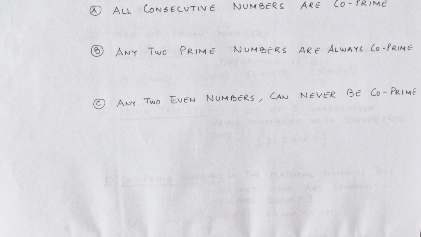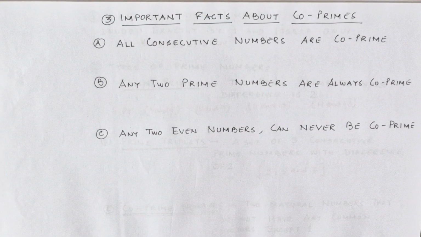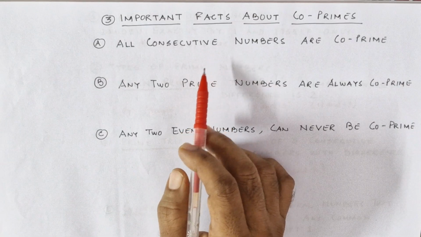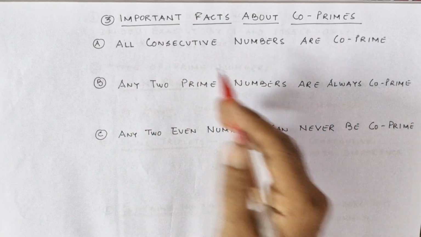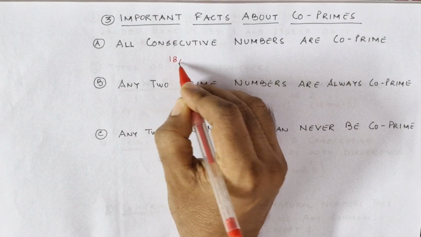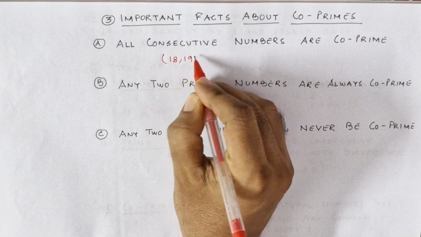So, important facts about co-prime. All the consecutive numbers are co-prime. Got it? So take any consecutive numbers of your choice, like let's say 18 and 19. So let's say this set.